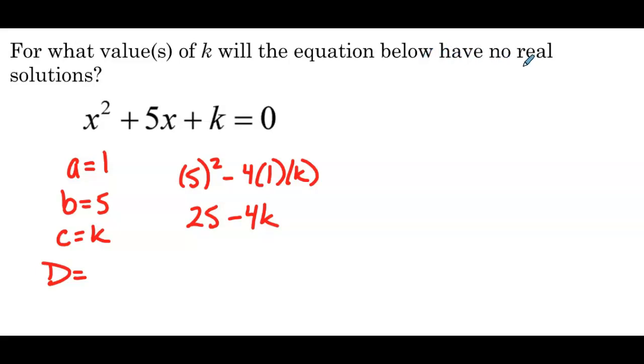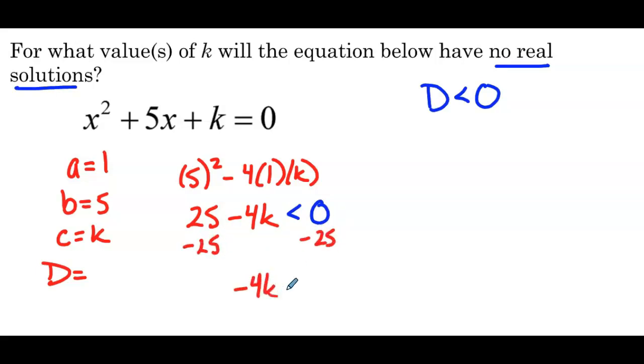Now, if it's going to have no real solutions, well, what do we know about the discriminant? We know that the discriminant is less than 0. It's negative, right? That's when we're going to have no real solutions. Okay, so let's take the discriminant and set it less than 0. Well, now we just have a single variable inequality to solve, and we've done that before. So we can start by subtracting 25 from both sides. So we have negative 4k is less than negative 25.